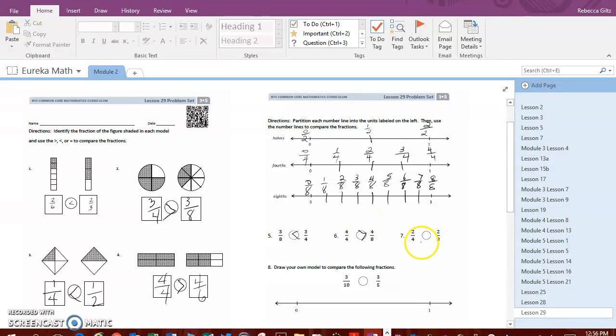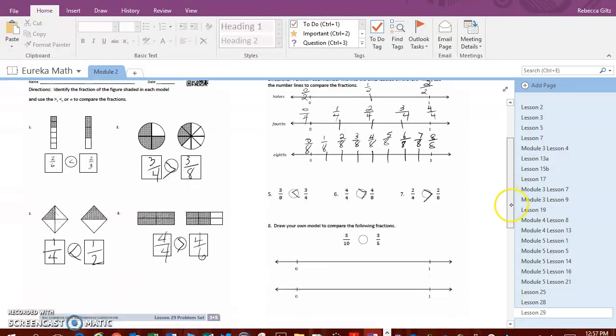In number 7, 2/4 and 2/8. So both the same number of pieces again. But we've got 2/8 here and 2/4 here. So 2/8 is a smaller one. That means 2/4 is greater than 2/8. So you need to be able to know how to compare fractions using those number lines.